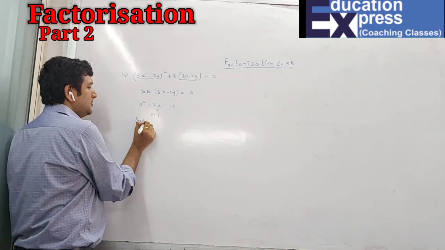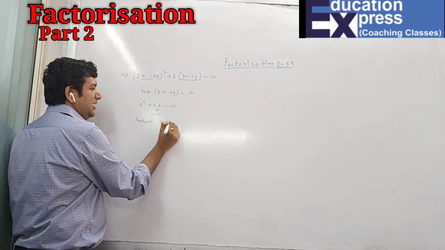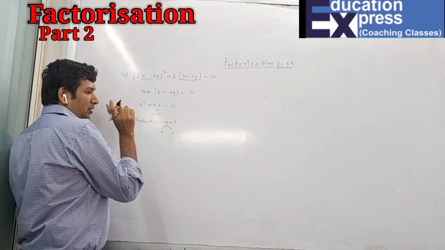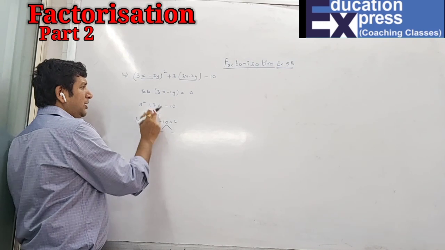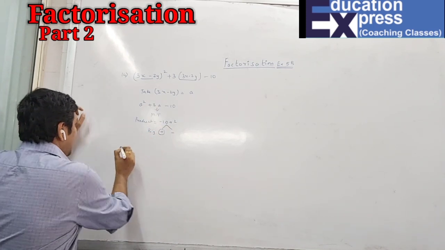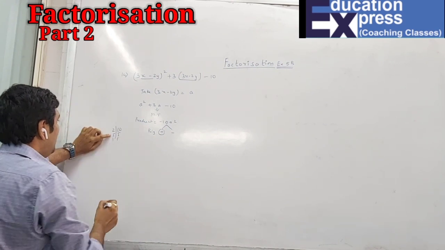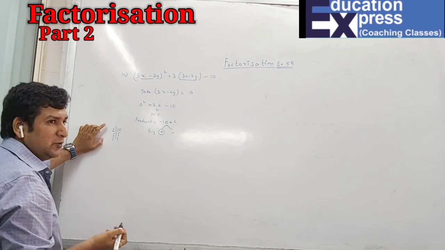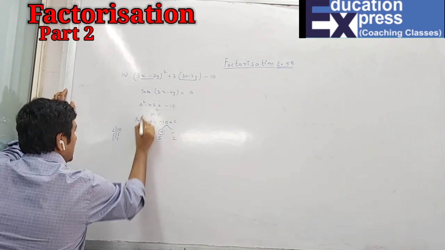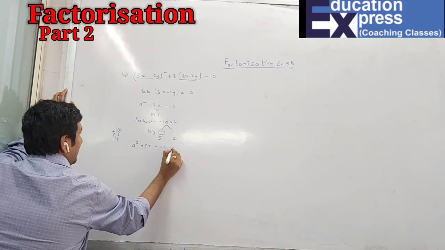product is minus 10a square, which means plus and minus, and the big number will get the middle term sign, which is plus. So now I'll find the factors of 10. 2 5s are 10, 5 ones are 5, very simple. So 5 minus 2 is 3. The big number will get 5 and this will get 2. So obviously yes, a square plus 5a minus 2a minus 10.